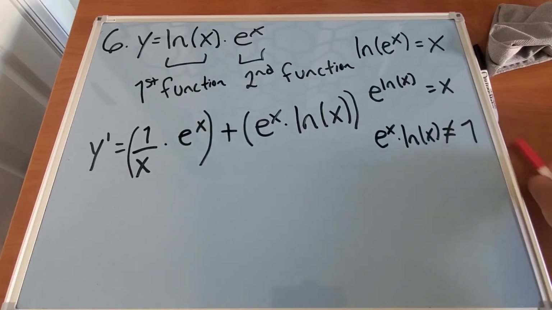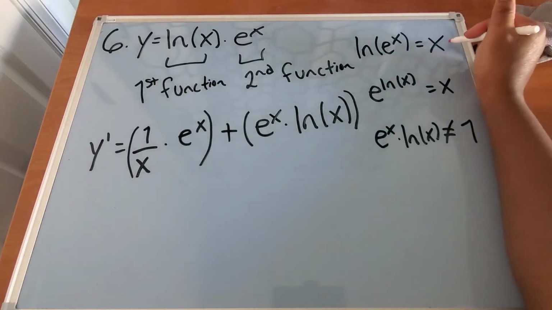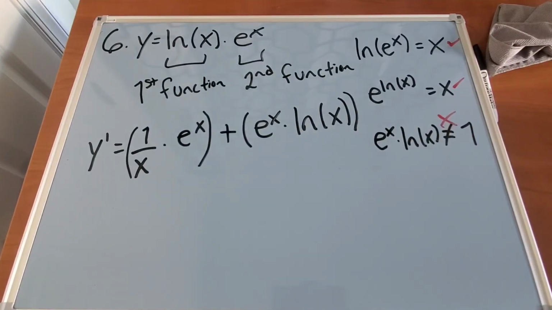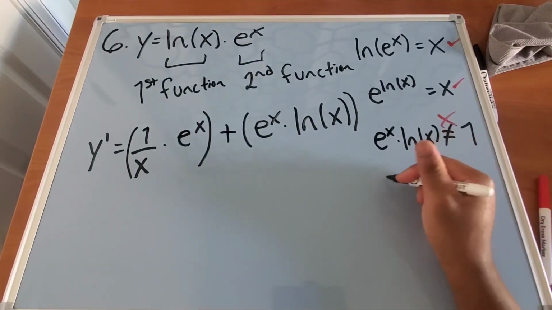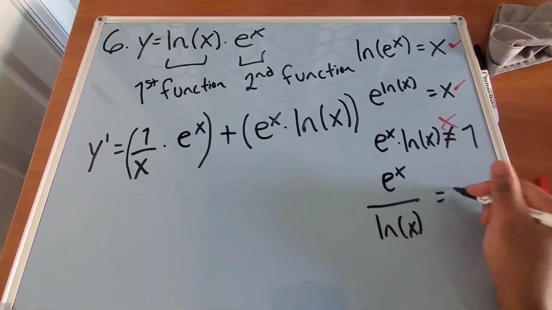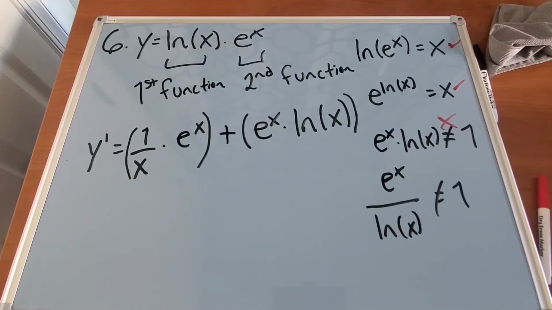So these two work. This one is not valid. And also you can't say e to the x over the natural log of x is equal to 1. That also is not valid. Just to note that.